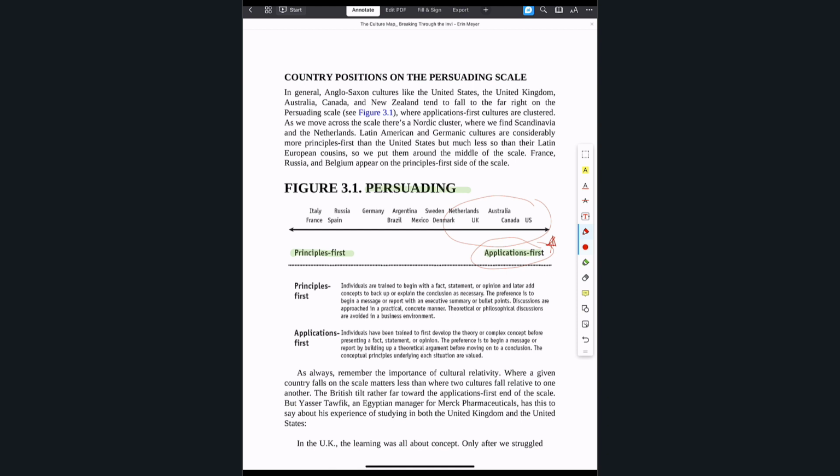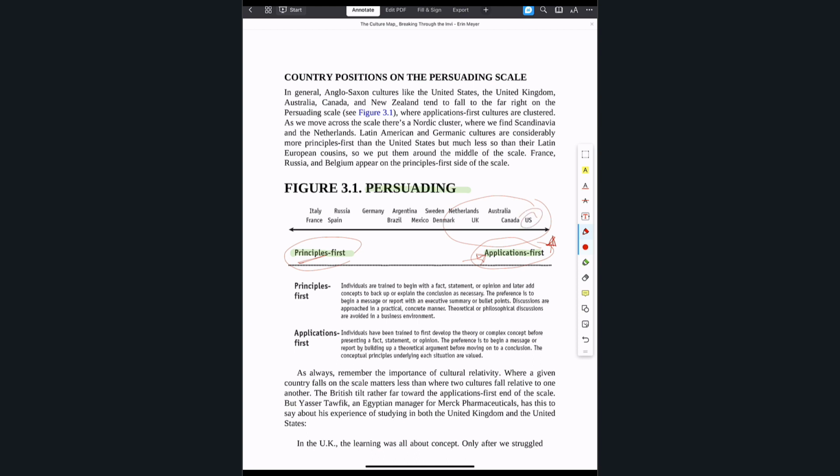Whereas in the principles-first countries, you will see greater emphasis on the principles, meaning the theories, the concepts. So, what are the foundational principles? That needs to be emphasized more and that needs to be explained more. That's where the emphasis is. And consequently, people from those cultures will tend to pay a lot of focus to that theoretical framework as opposed to discussing the practical applications, which is what you would see in the application-first countries.